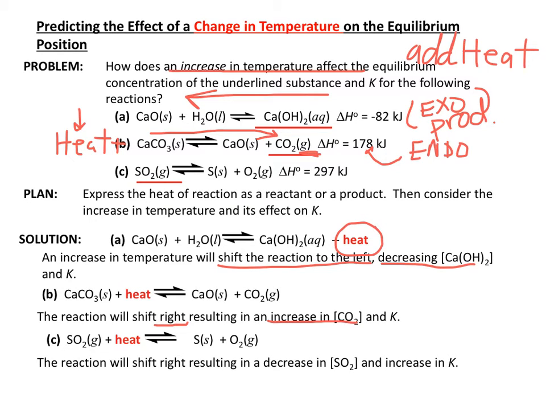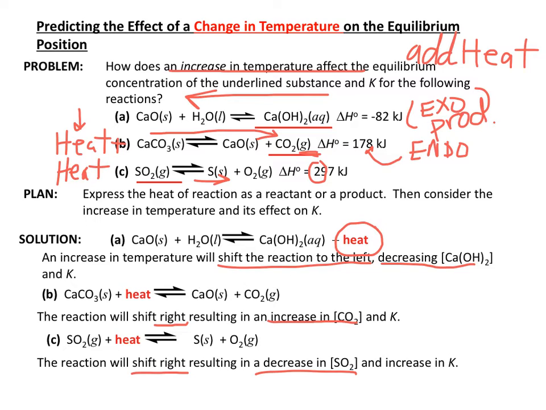Finally, we have another equation in C. This is also endothermic because delta H is positive. So we would write heat over here. We add heat, the reaction shifts to the right. They asked us about what's happening to SO2. It's going to decrease. So shift right, decrease in SO2.